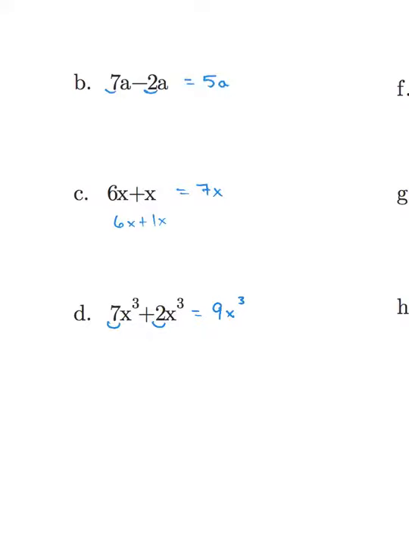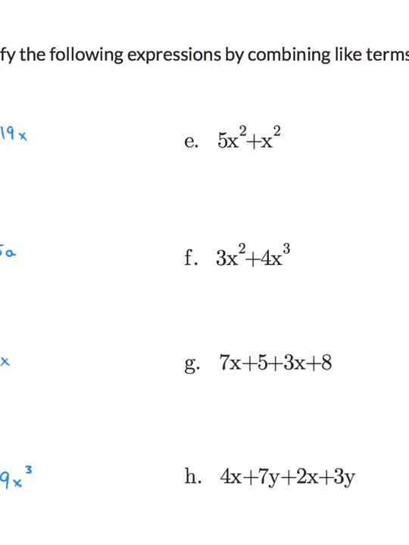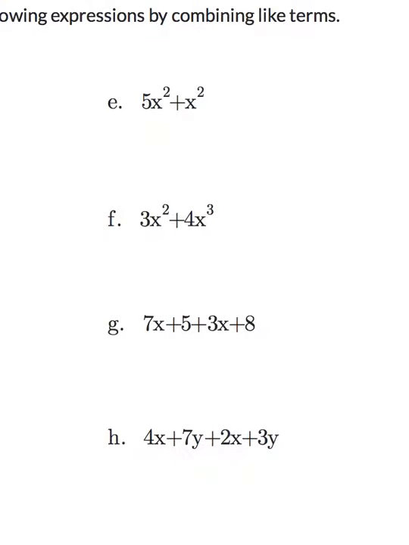Alright, so now let's go ahead and move over to some other ones. If we look at example E, we have 5x squared plus x squared. This is equal to 6x squared. Again, since there is no number in front of the second term, it is implied to be a 1. So we add 5 plus 1 to get 6. We keep our variable, we keep our exponent.